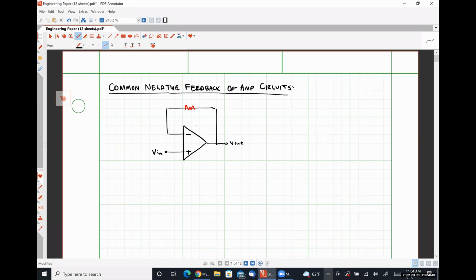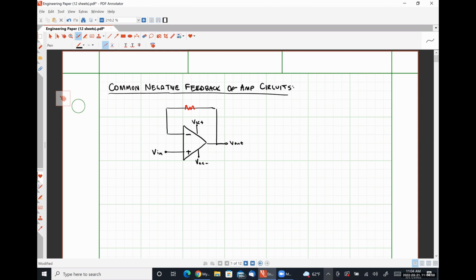And for all of these, we are going to implicitly assume that the circuit is supplied with enough power to make it behave in the way that I'm describing. Okay.